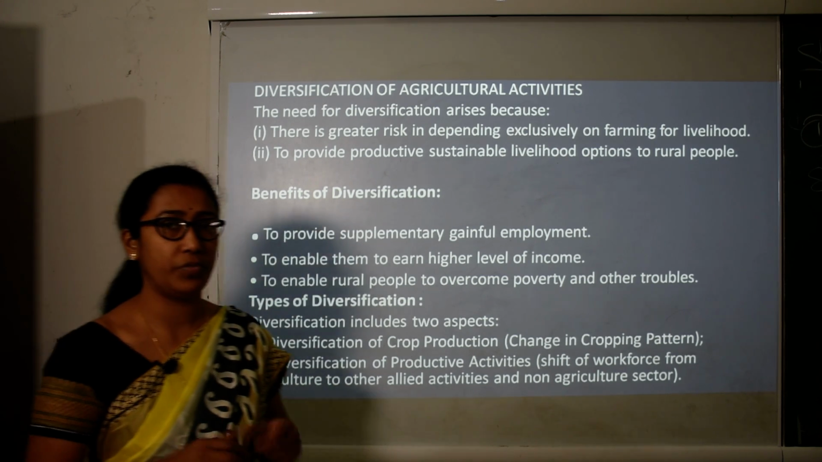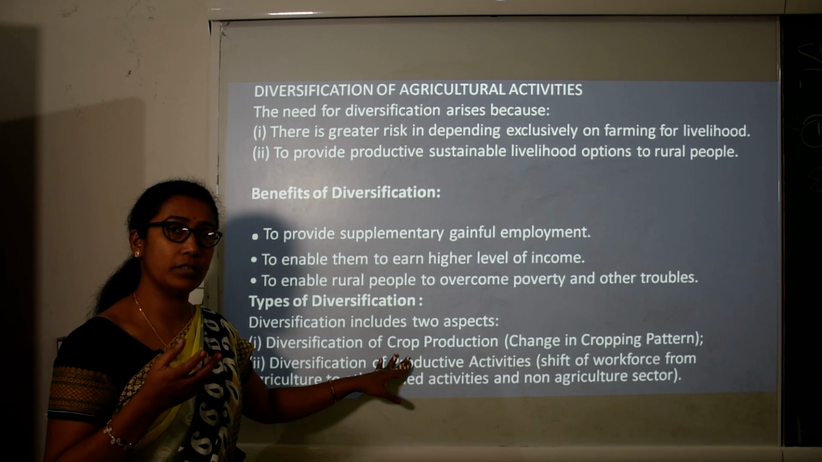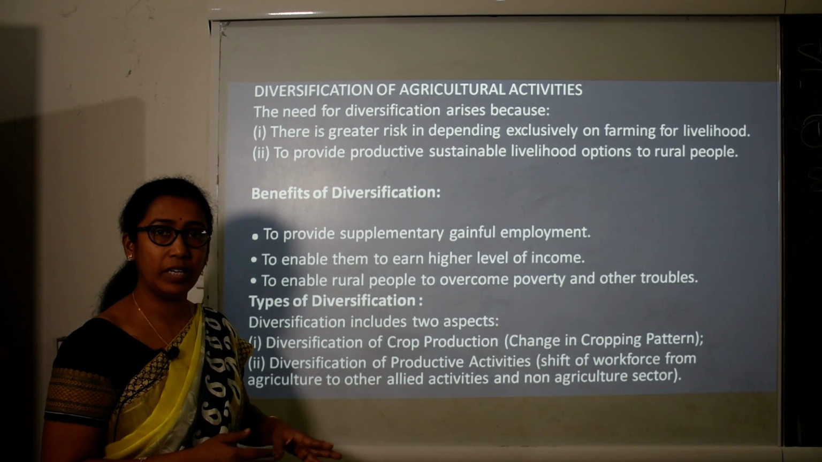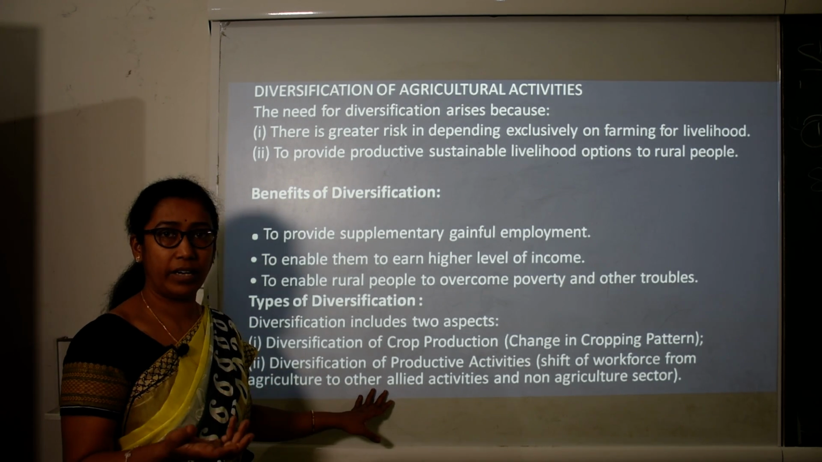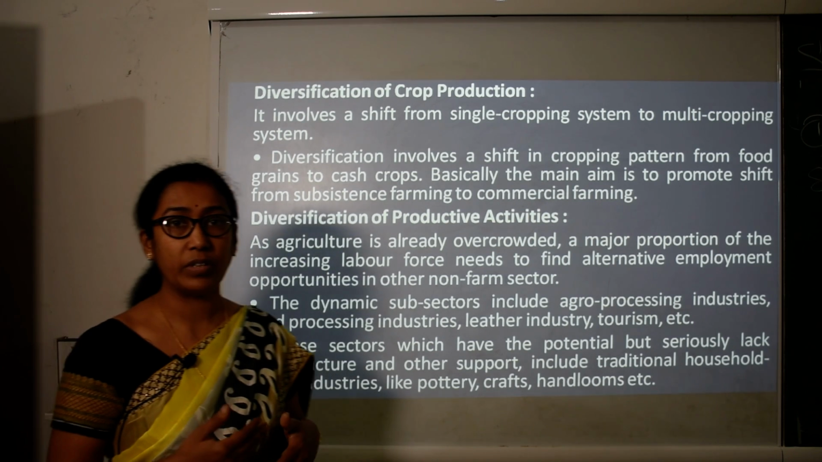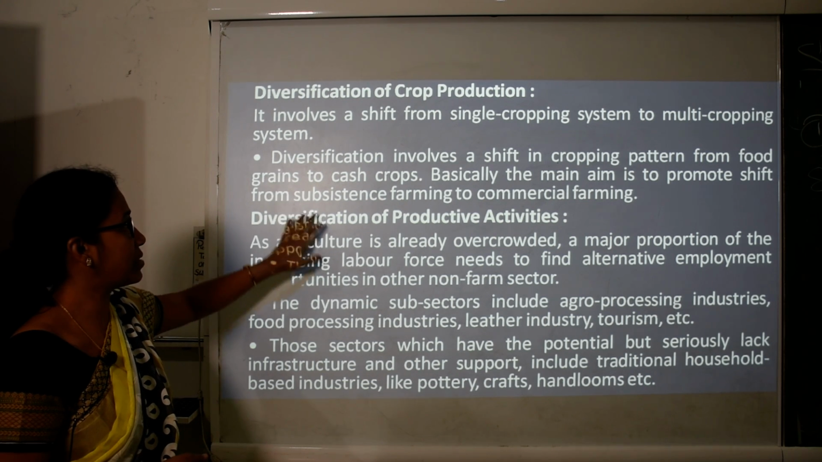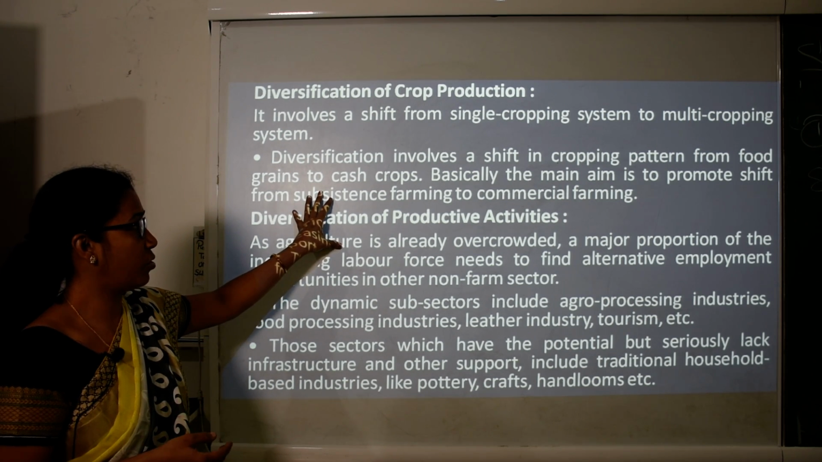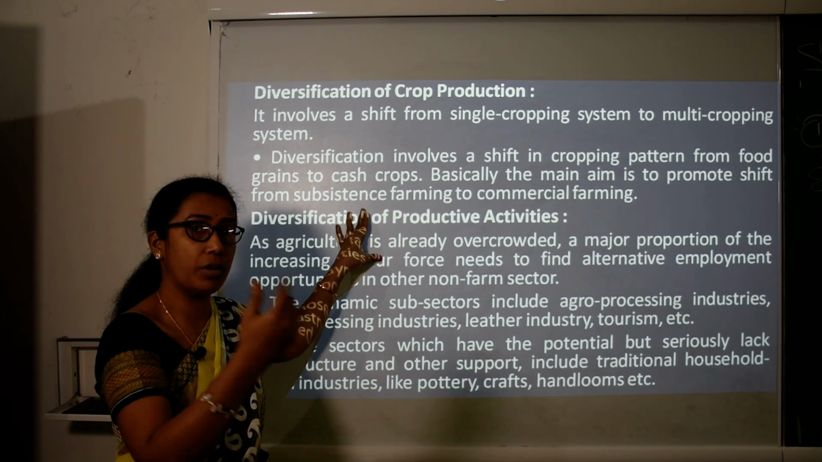There are certain types of diversification. It can be diversification of crop production, that is changing the cropping pattern or using a multiple cropping system. Or it can be diversification of productive activities, that is a shift of the workforce from farming to activities related to the non-agriculture sector. Diversification of crop production involves a shift from a single cropping system to a multiple cropping system, and from food crops to cash crops. Basically the main aim is to promote a shift from subsistence and traditional farming to commercial farming.